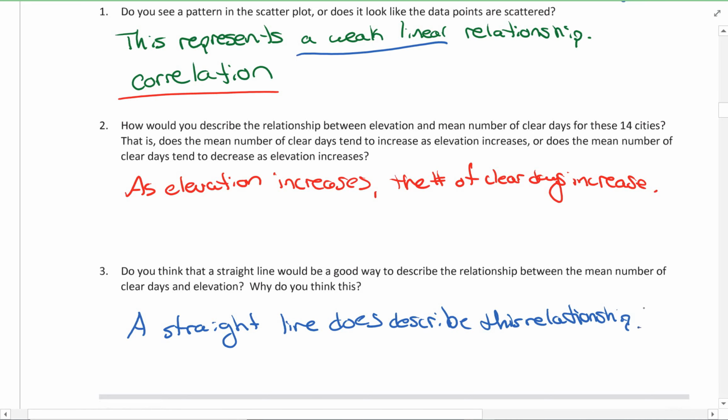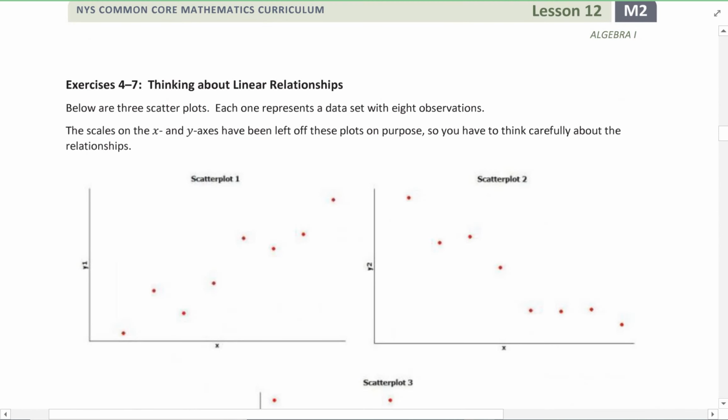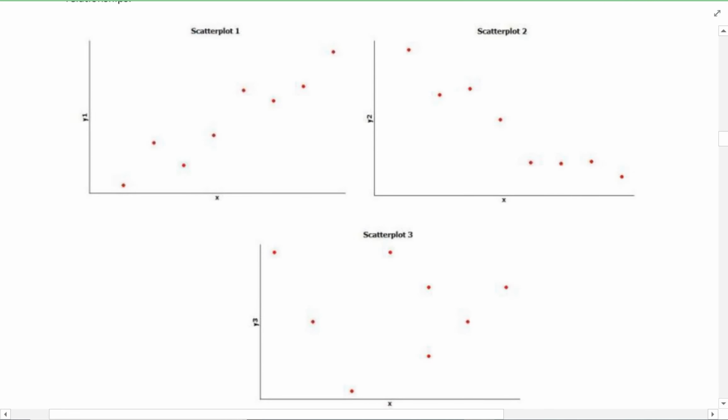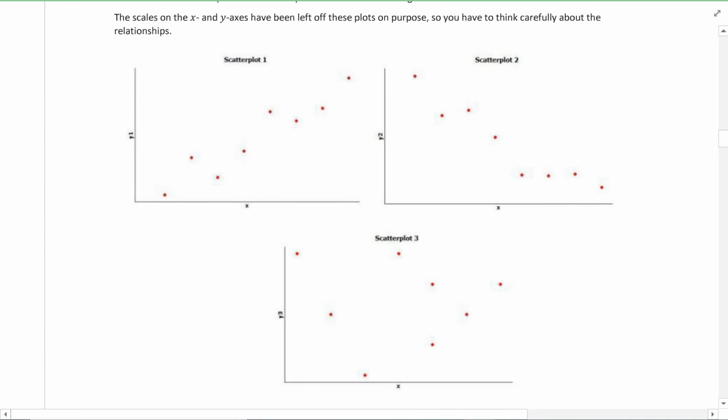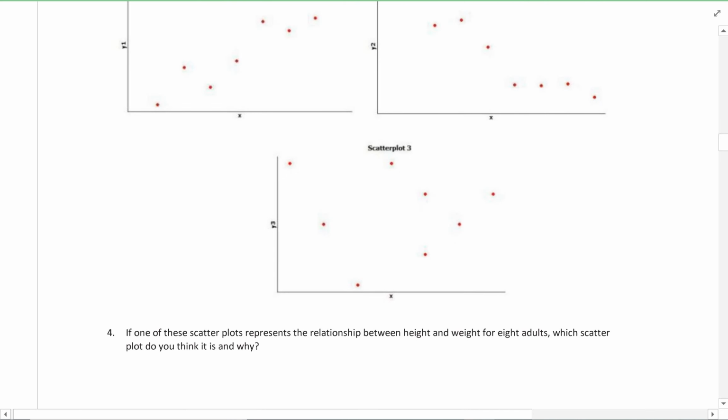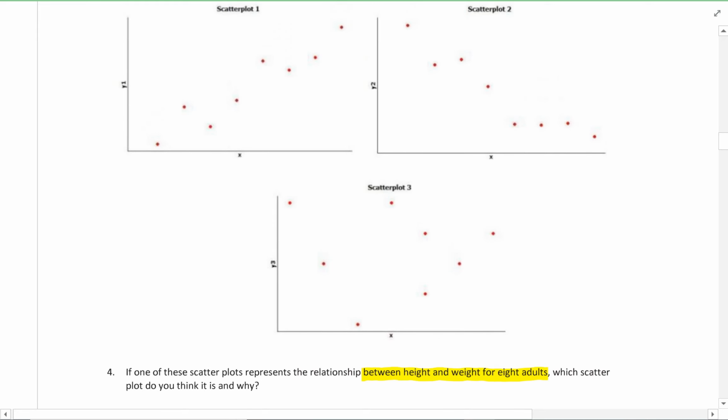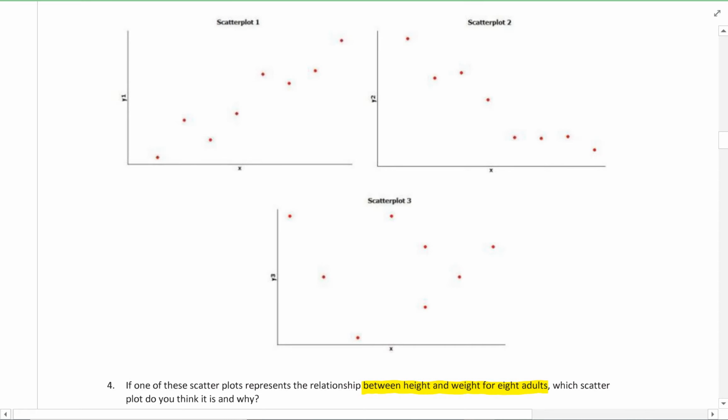All right, let's move on. So, exercises 4 through 7, thinking about linear relationships. Below we have 3 scatter plots, guys. Just looking at the 3 scatter plots, we can make some informed decisions based off of them. But let's see what the question says. It says, if one of these scatter plots represents the relationship between height and weight for 8 adults, which scatter plot do you think it is and why? So now we're looking at these 3 and we're thinking, what is the correlation between the height of someone and the weight of someone?